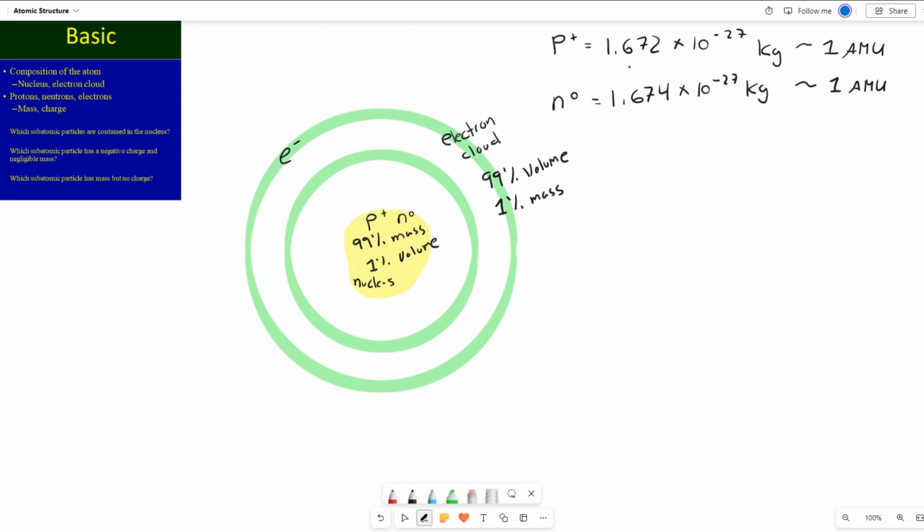So if you had a proton, it would weigh 1 atomic mass unit. If you had a neutron, it would weigh 1 atomic mass unit. If you had a proton and a neutron together, you would say that that weighs 2 atomic mass units.